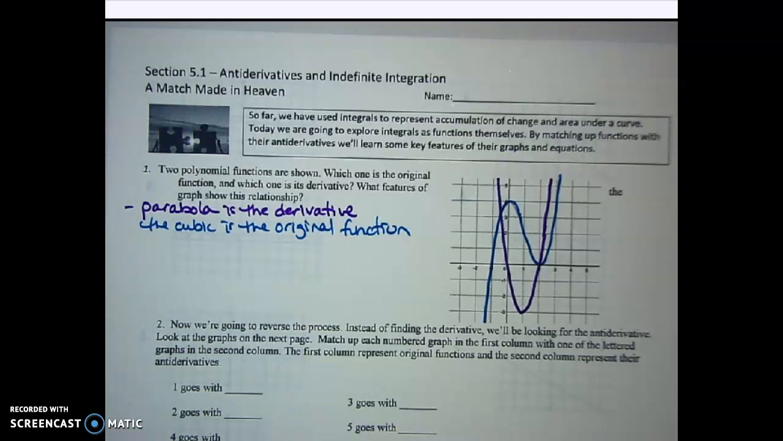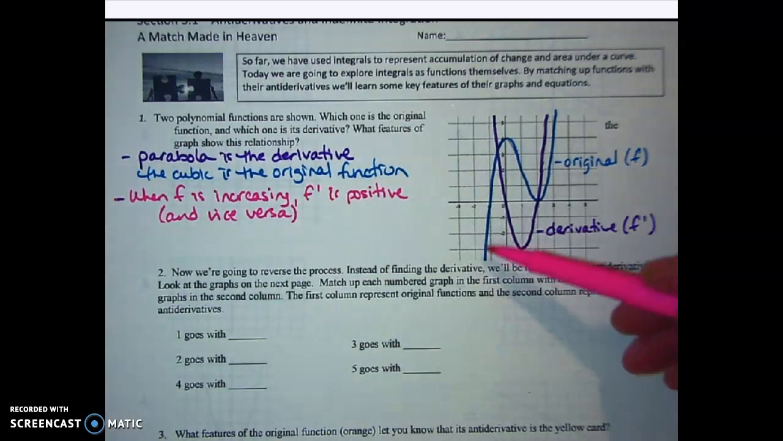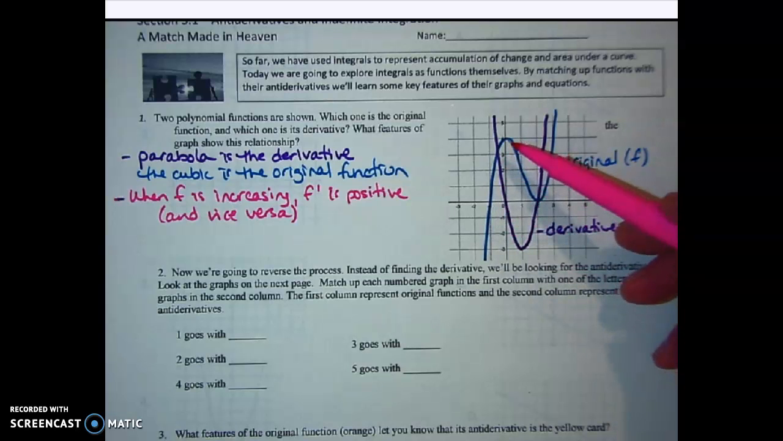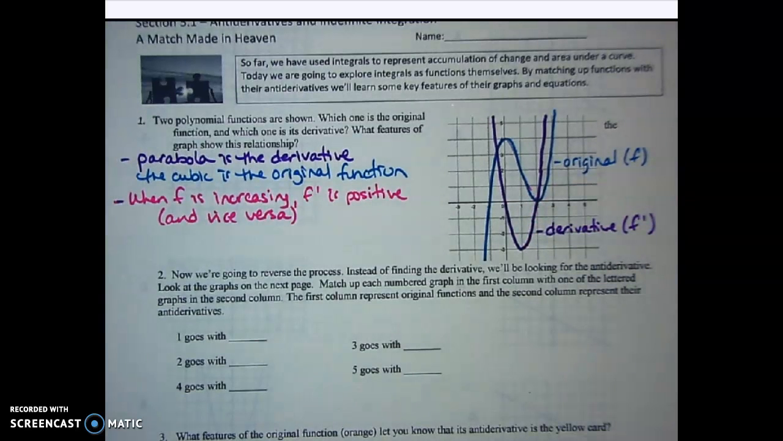Did you recognize that the parabola would be the derivative and the cubic function is the original function? But why? How do you know that? Hopefully one thing you recognize is that as f, my original function, is increasing, my derivative is positive. It's above the x-axis. And vice versa. When my original function is decreasing, my derivative function is underneath the x-axis, so it's negative.